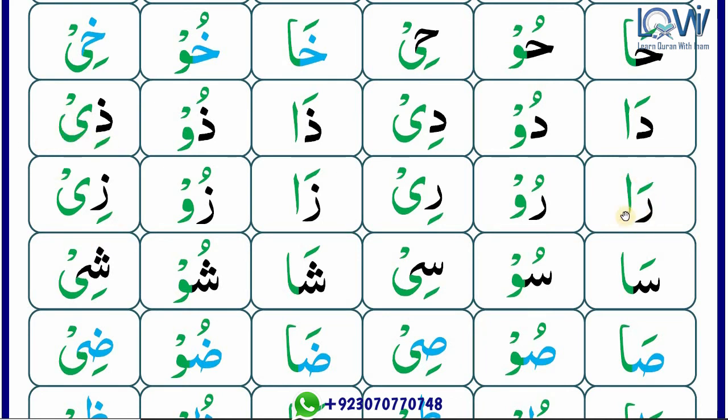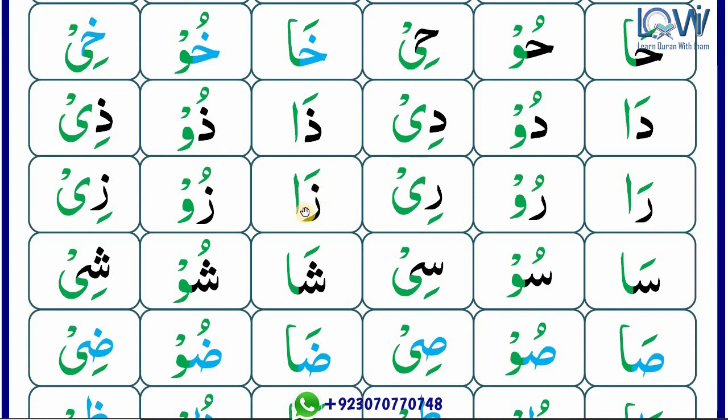Next letter is ra. When ra will have zabar or pesh on it, then you will have to read ra with thicker voice. Okay, ra alif zabar ra. Ra wow pesh ru. Ra ya zer ri. Ra ru ri.